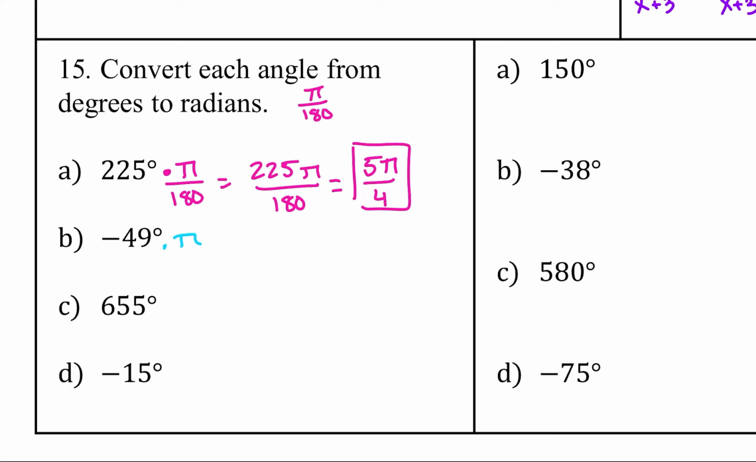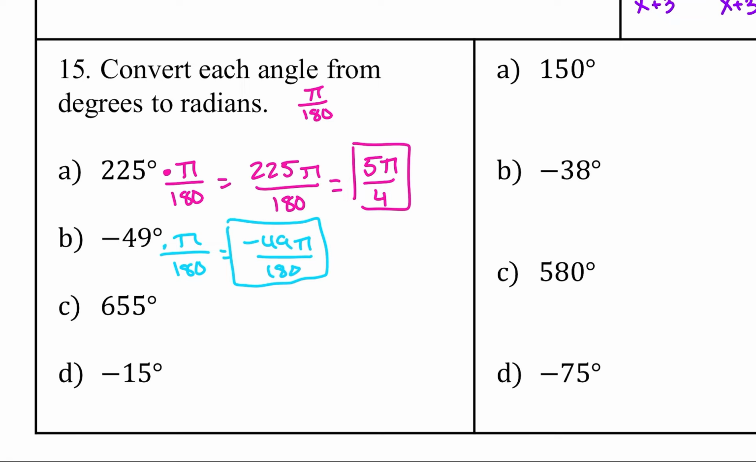For this one here, I've got times pi over 180, and I get negative 49 pi over 180. 49 and 180, though, do not simplify with each other, so that is going to be the final answer. Negative 49 pi divided by 180.